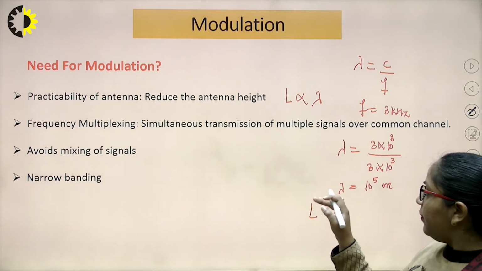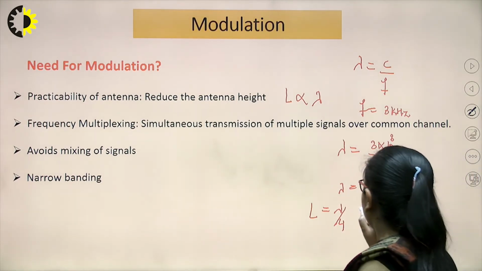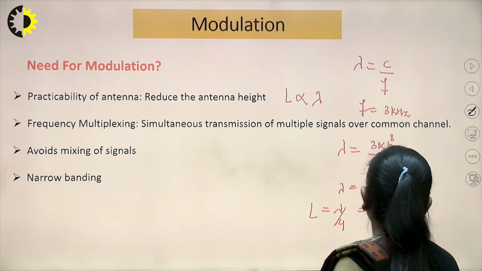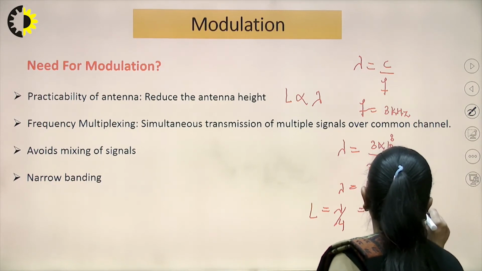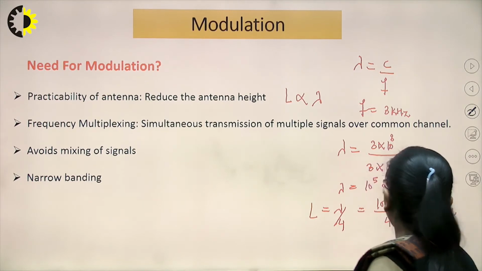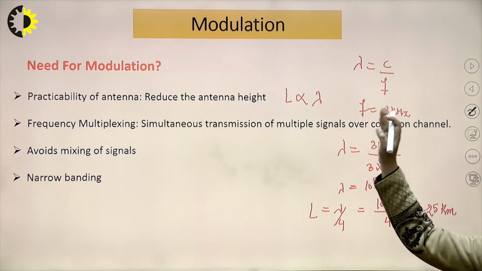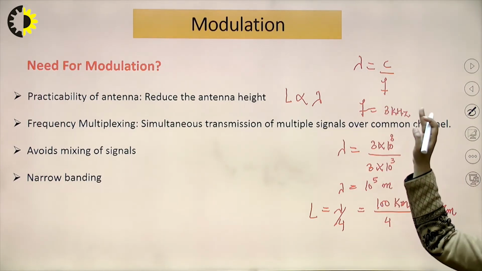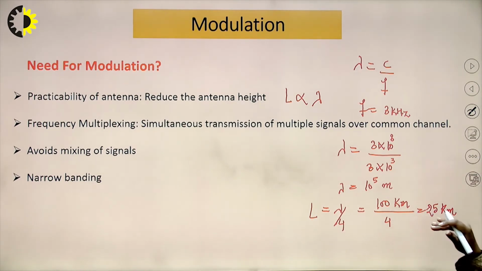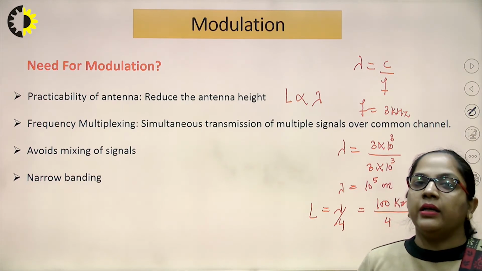So, lambda we have obtained for a voice signal of 3 kilohertz as 10 raised to the power 5 meter, or 100 kilometer, divided by 4, that will become 25 kilometer. So, to transmit a voice signal of 3 kilohertz directly without any modulation, I need an antenna of length around 25 kilometer, which is practically not possible.